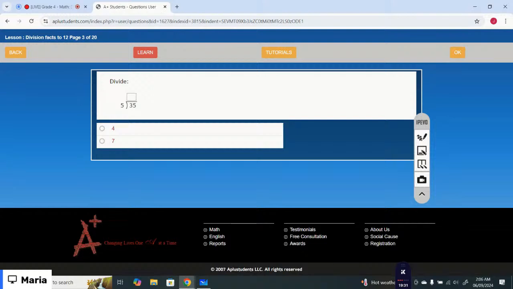35 divided by 5, which is the correct option? 5 times 7 is 35, right? 7 is the correct option. Option number 2 is the correct option.